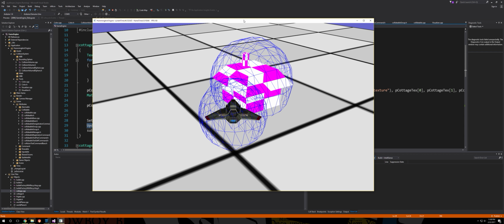Assignment number 7 covers the B-sphere as well as other collisional tools. The very first thing to be implemented is the GAM.